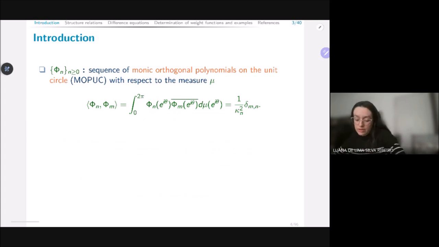So let's begin with the definition of orthogonal polynomials on the unit circle. For us, phi n means the sequence of monic orthogonal polynomials on the unit circle with respect to the measure mu. This means that we have this inner product, and when the polynomials have different degrees, this integral is 0. Otherwise, this integral is a positive number.